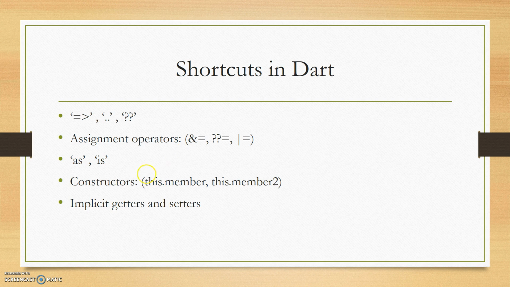The other cool thing is implicit getters and setters. So you don't actually have to type basic getters and setters. Dart will actually generate them for you. And then when you are calling assignment operators and such, you don't have to create them. It'll just be using the getters and setters automatically.